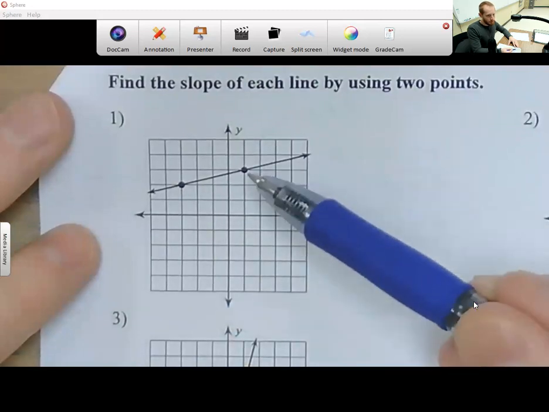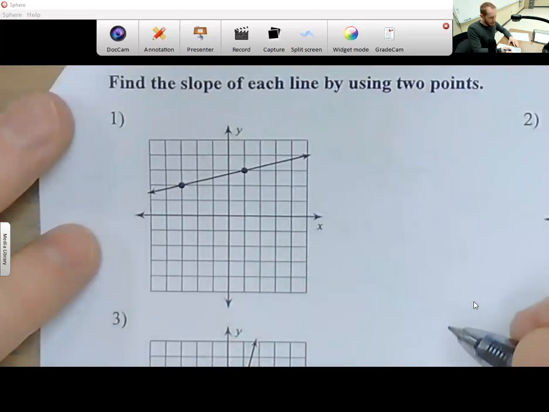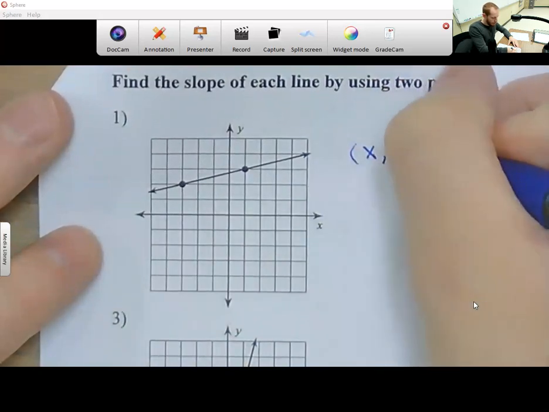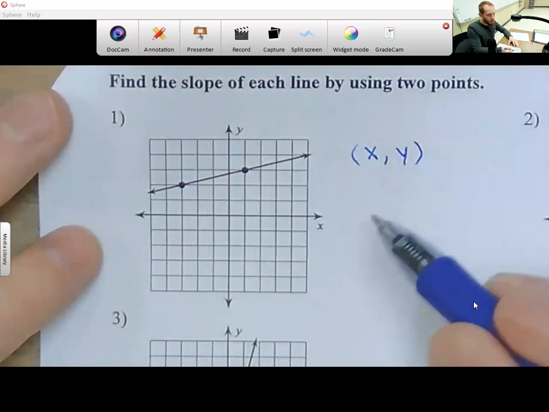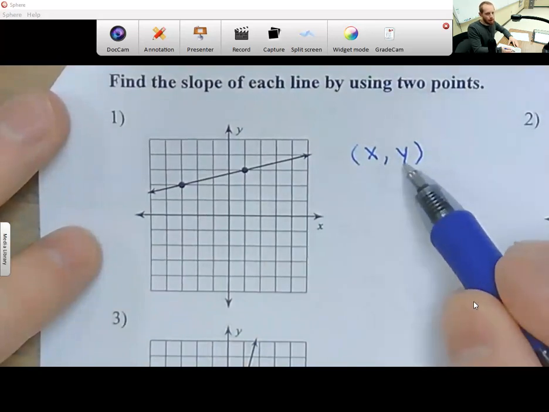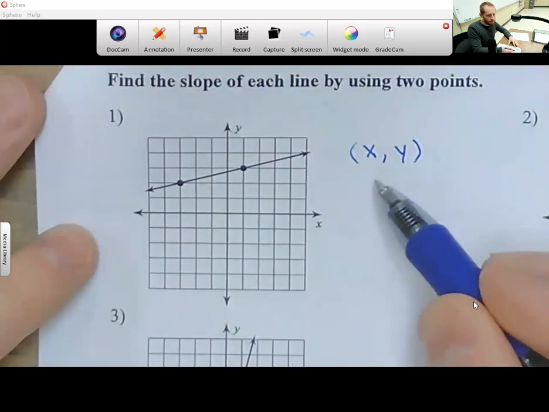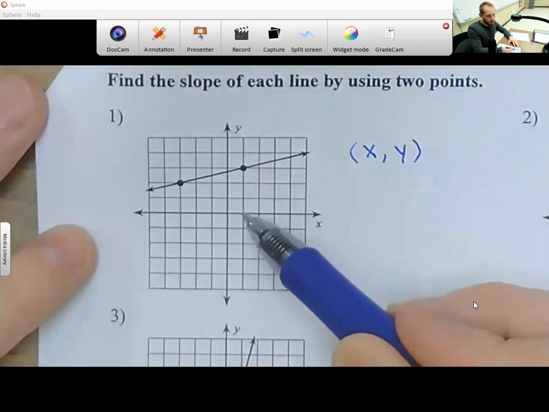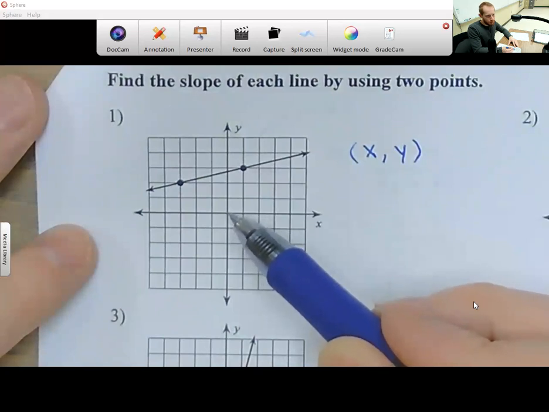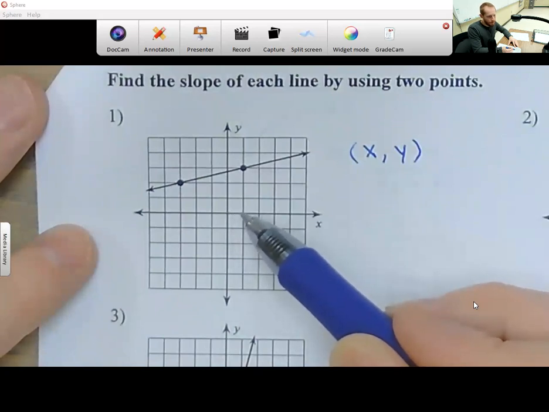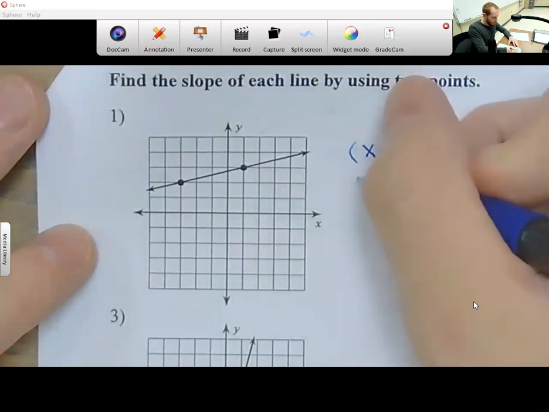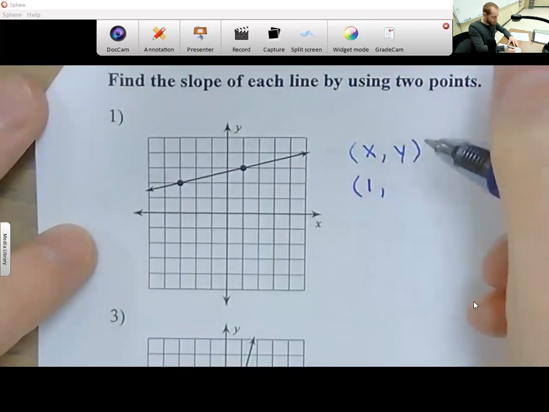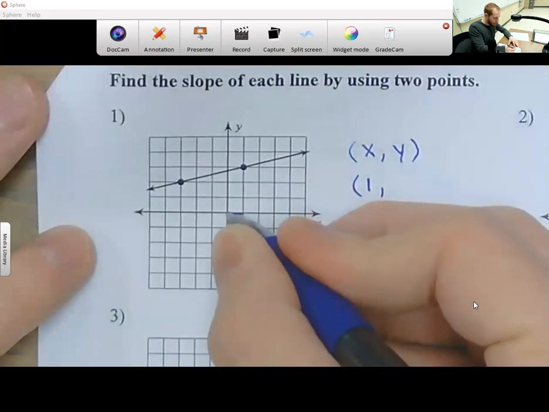So looking at this point, we always identify points by x comma y, right? The x coordinate is always going to come first, and the y coordinate is always going to come second. So looking at this point, how far to the right did I need to go to get there? Well, I had to go to the right once, right? So if I'm going right once, my x coordinate is going to be positive 1. So I go to the right just once.